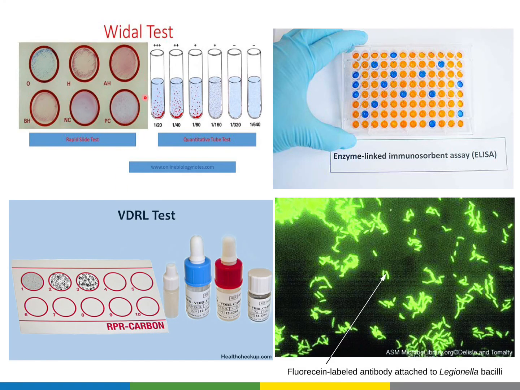So the picture here is a Widal test. Widal test is commonly employed for the detection of Salmonella. VDRL test, okay, for Treponema pallidum or diagnosing syphilis. Enzyme-linked immunosorbent assay, this is an example picture of enzyme-linked immunosorbent assay. And your fluorescence detection, so this is a fluorescent-labeled antibody attached to Legionella bacilli.